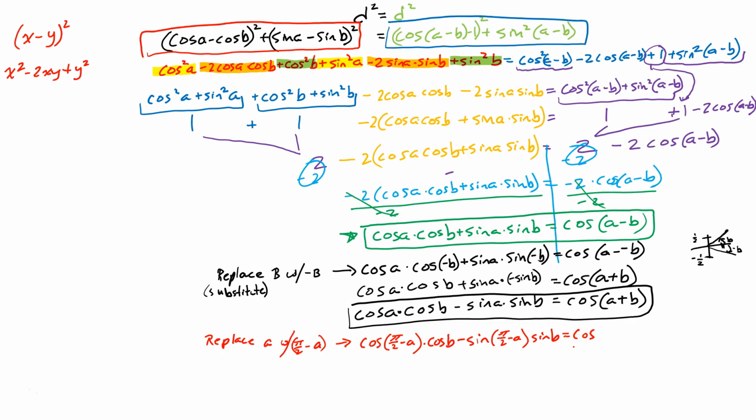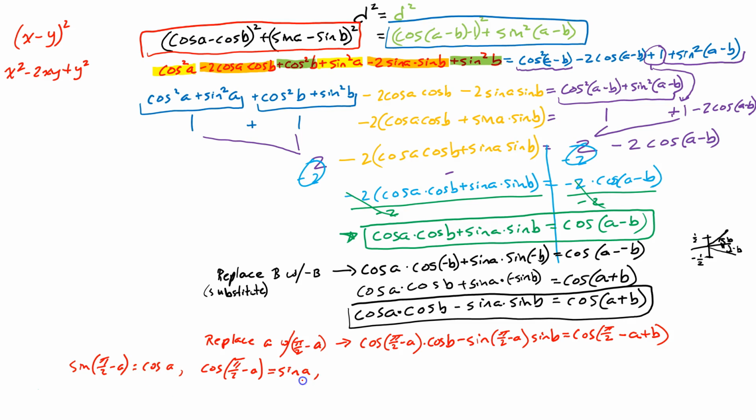equals the cosine of, rather than a, I have pi over 2 minus a plus b. All right. And so really, what we can do now, we know that sine of pi over 2 minus a equals cosine a. We also know that cosine of pi over 2 minus a equals sine a.